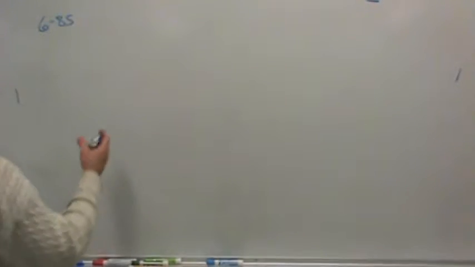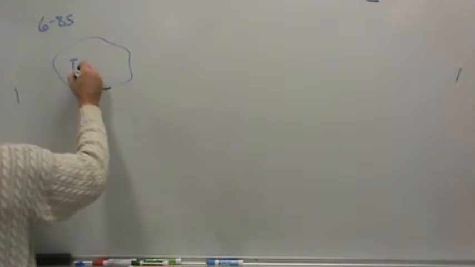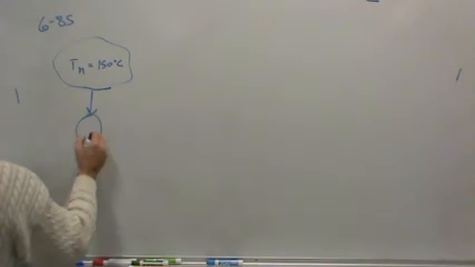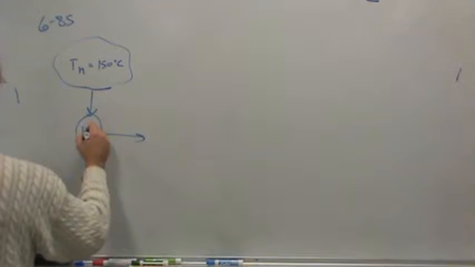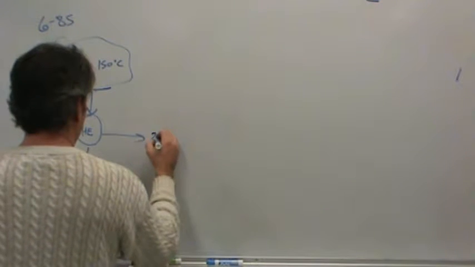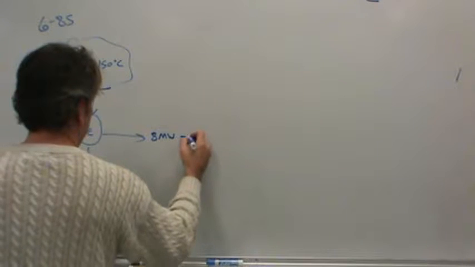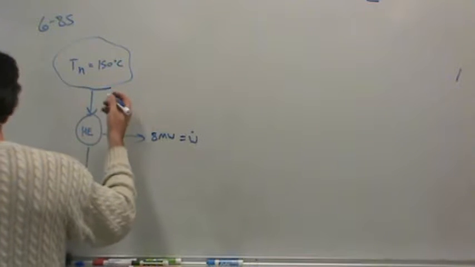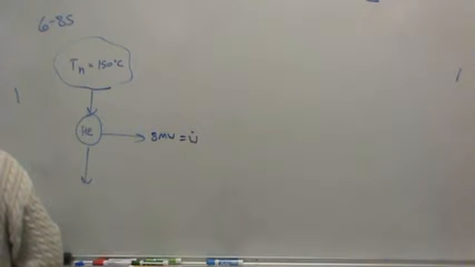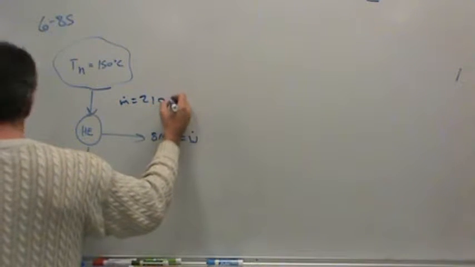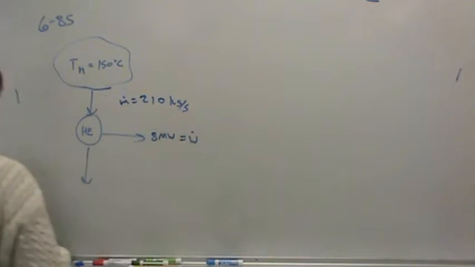Okay, so essentially what we've got here is a power plant that has a thermal source at 150 degrees Celsius. So thermal energy is extracted from this source to drive a heat engine, which they say produces 8 megawatts of power, so that's the power flow rate out. And the mass flow rate of geothermal water is 210 kilograms per second.